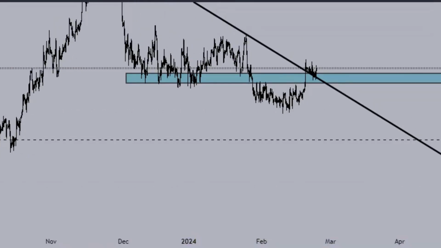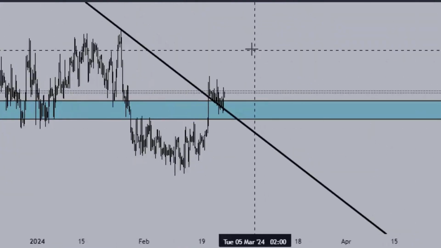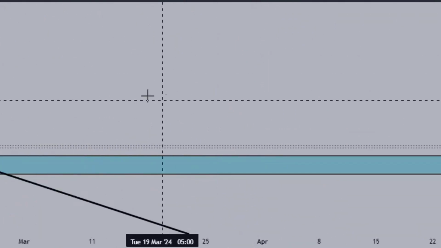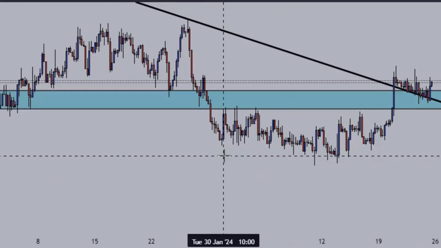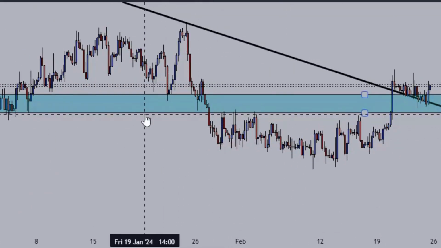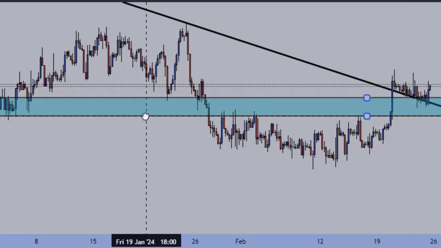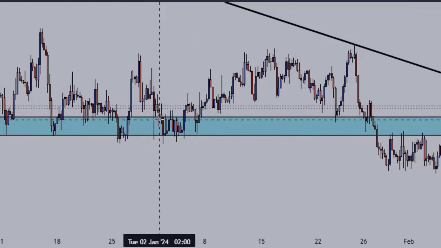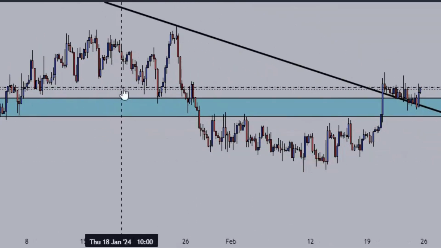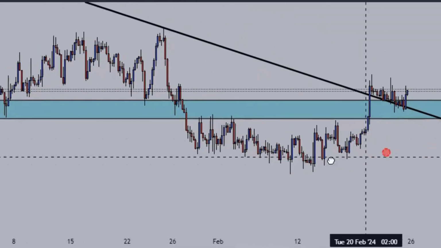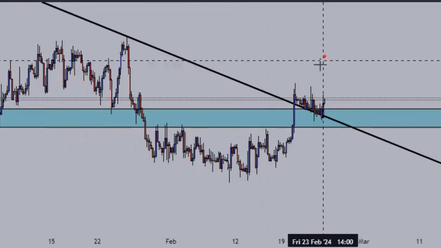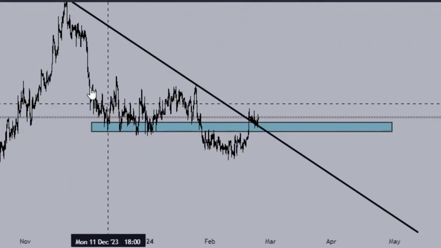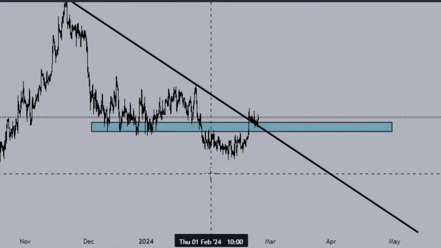It's not even worth playing around with. 1, 2. There we go. See? It's not even worth playing around with because we got 1, 2, 3, 4, 5, 6. Break below, break above. Oh, there's a trend channel thingy.